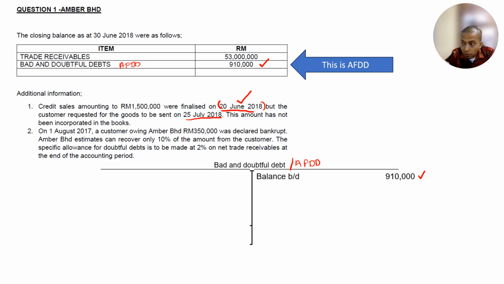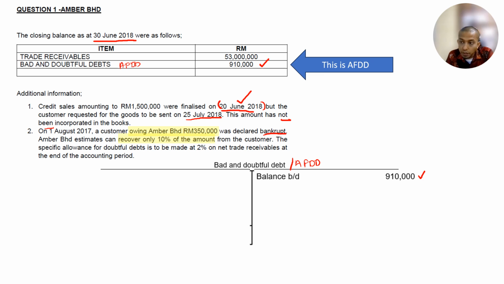Even though the goods are sent on 25th July, that is based on the control of the customer, not us, right? So the customer has control already of the goods after 20th June 2018. So that's why the customer can request the goods to be sent on 25th July, because the customer is the one in control. So that's why we still record it on 20th June, which is before the year end, before 30th of June. So it should be included, but this amount has not been incorporated, so we need to include it later, right?